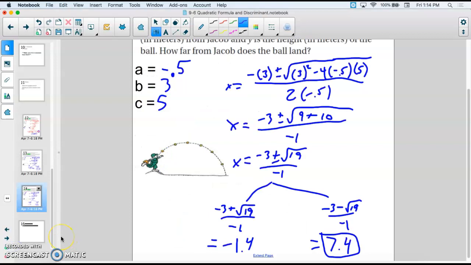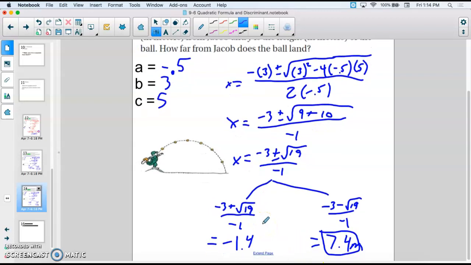All right, so welcome back. Go ahead and take a second, just check your answer. I plugged in all my numbers as I normally would, and I took it step by step. And I ended up with -3 plus or minus the square root of 19 over -1. And then I split it up. And one of my answers was -1.4. The other was +7.4. I forgot my label, meters, because it's still in meters, yep. So my answer that makes sense is that it landed 7.4 meters in front of me.